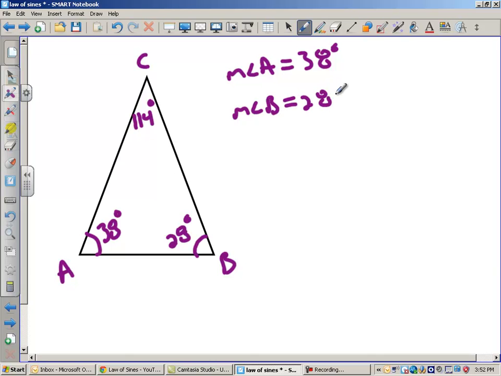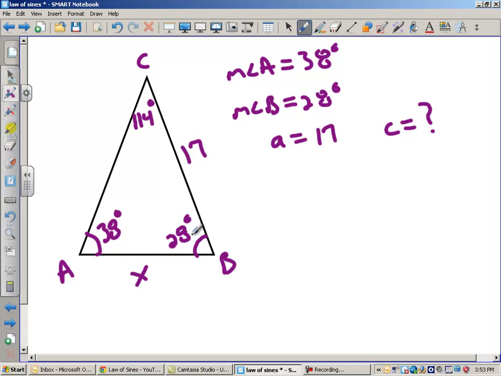Of course you can add those up: 38 and 28 is 66. Subtract from 180, and you get that third angle. But let's just say that I also knew that side length A, notice how that's lowercase, was 17. So we'll put a 17 across from angle A. And let's say that we wanted to find side length C. So I'll put an X across from angle C.